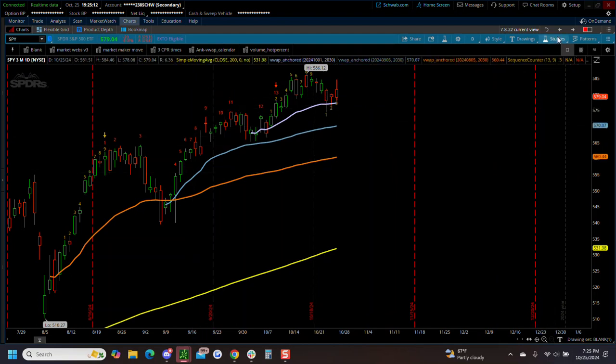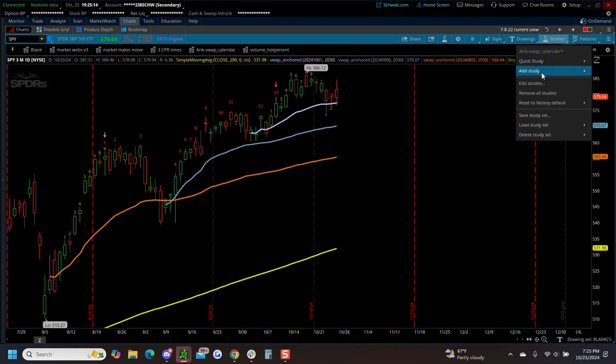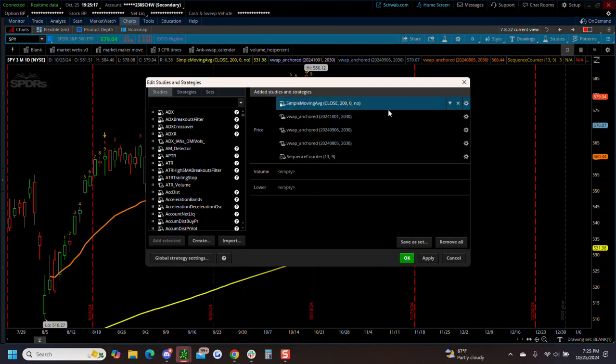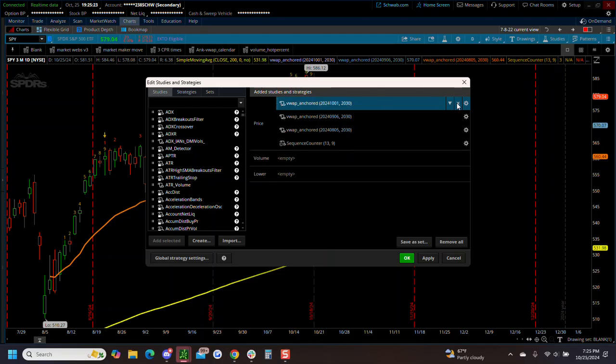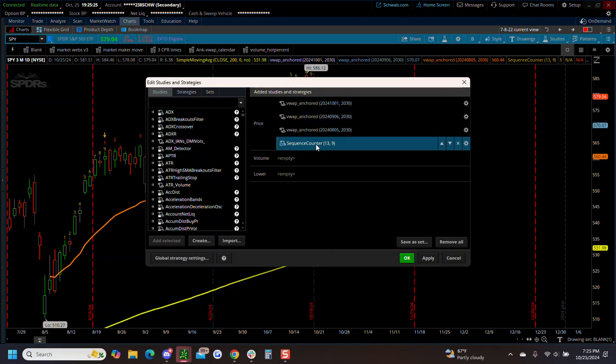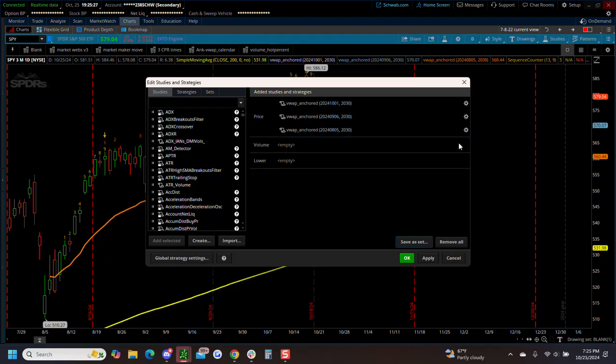Basically, studies, edit studies. I've got three. I've got a simple moving average 200-day, which I'm going to take off right now for what we're doing. And I've got the sequence counters here. I'm going to take it off too. We're just going to focus on the anchored VWAPs.